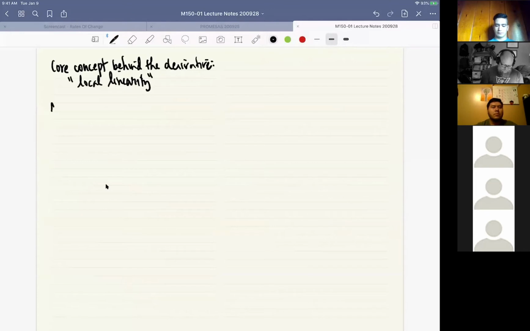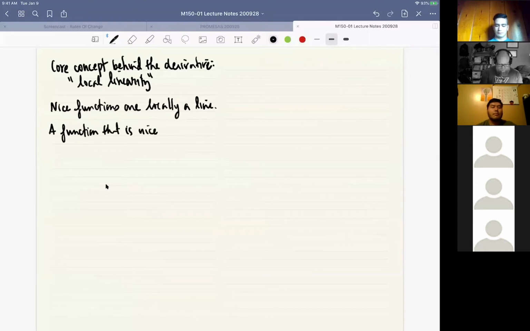Okay. Nice functions are locally lines. Let's say it locally a line. Let me unpack this a little bit. A function that is nice, let's say, and smooth, at x equals c is like a line near c comma f of c.